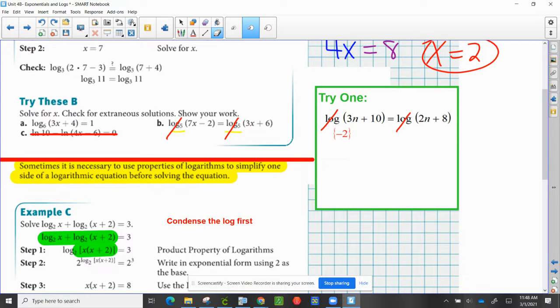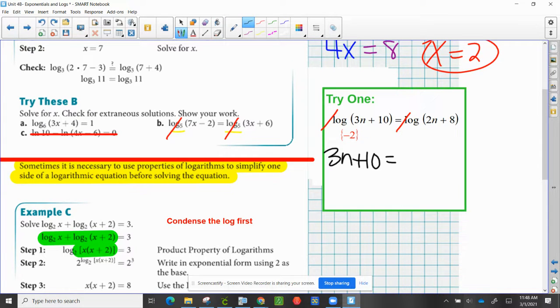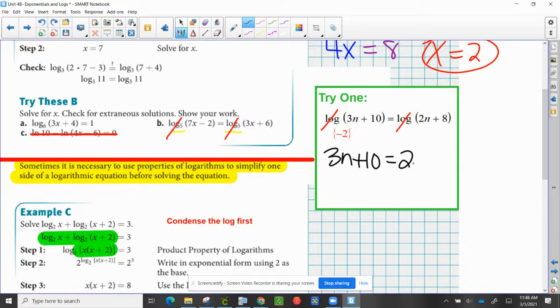Okay, if you did it correctly, you should have got negative 2. Okay, so we would set it up. We would just take 3n plus 10 and equal it to 2n plus 8. So if you do that, you get your n's on one side, constants on the other. You get n is negative 2.